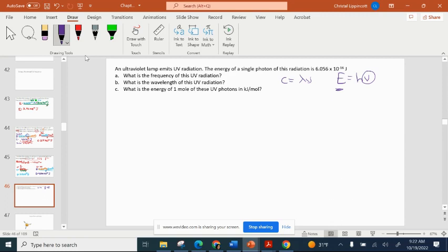All right, so this is 6.056 times 10 to the negative 16 joules per 1 photon. I got this from this. This says a single photon has this energy. Everybody caught up and happy with that before we proceed?